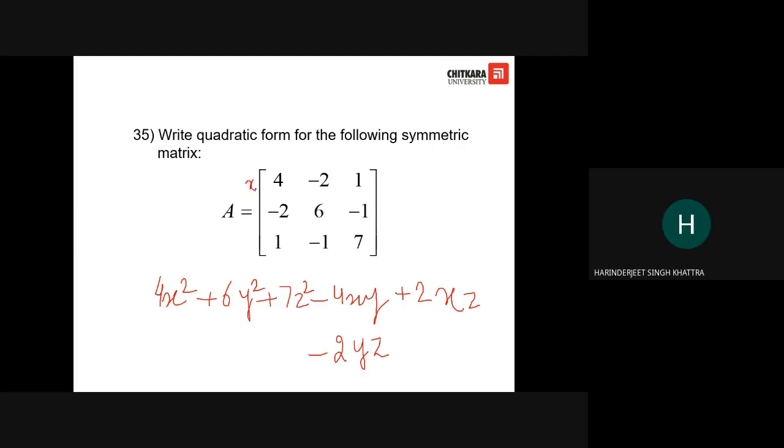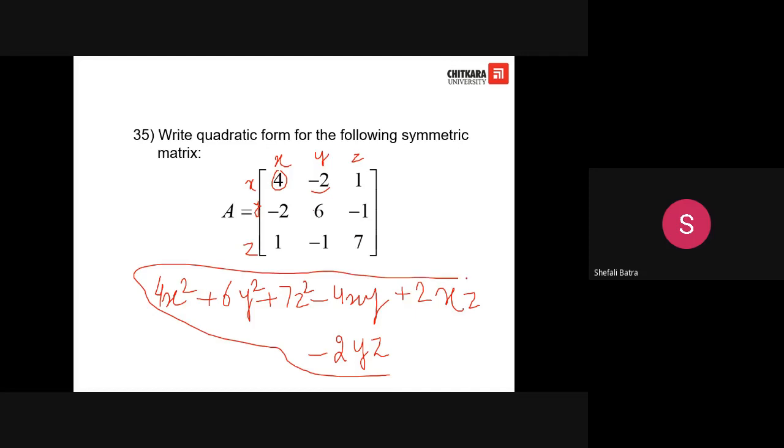Yes, ma'am. It's correct. So x, y, z. So you're writing 4x square, 4x square, 6y square, 7z square, right? And then for this, minus 2, minus 4xy, then 1, 1, 2zx, so 2xz or zx, one and the same thing, and then minus 2yz. This is your quadratic form.